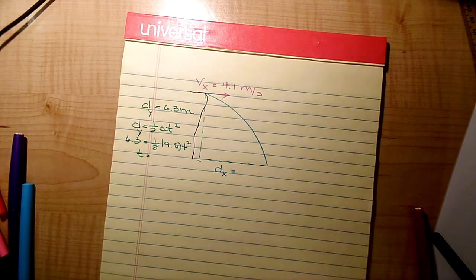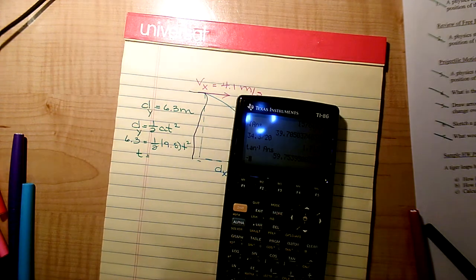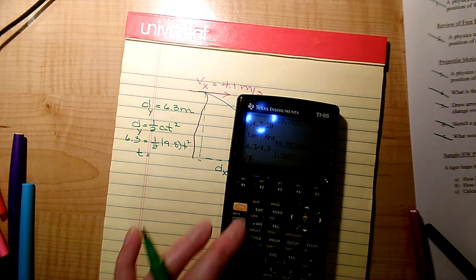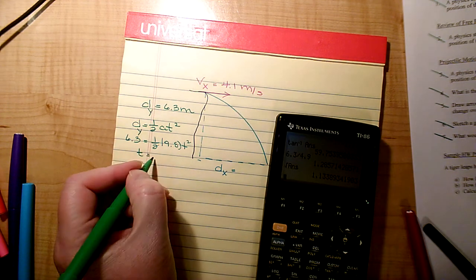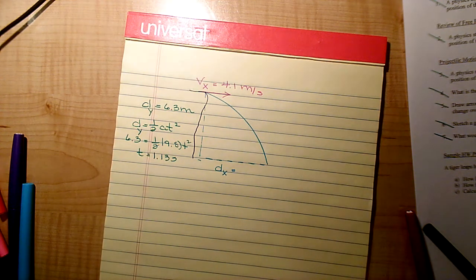So how long is it going to take my tiger to reach the ground? That's going to be 6.3 divided by 4.9, and then we'll square root that, and we get 1.13 seconds. He's going to hit the ground in 1.13 seconds. All right, the next question.